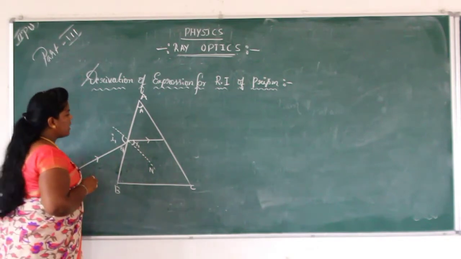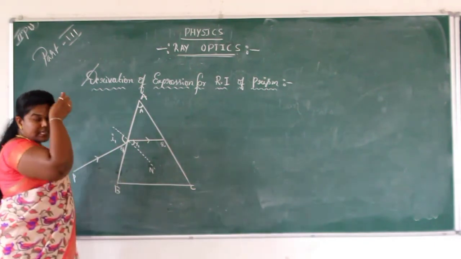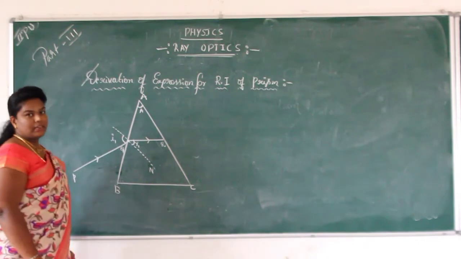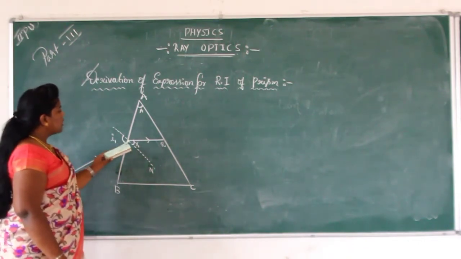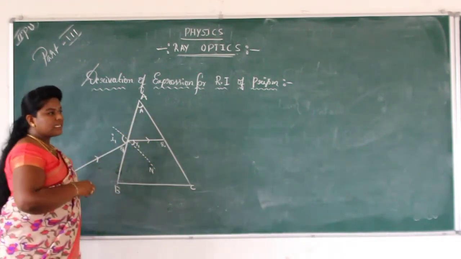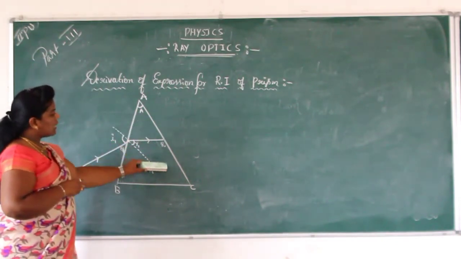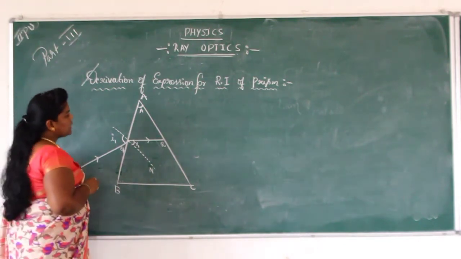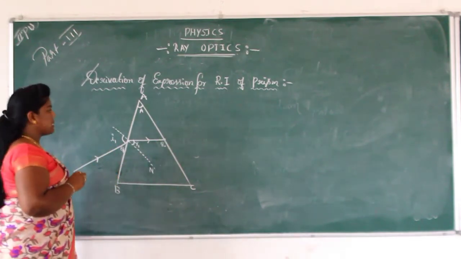Dear students, here I have written another ray, that is QR, which is said to be the refracted ray, refracted by the first refracting surface, that is AB. After refraction, the QR ray is going to fall on another refracting face, that is AC. When this refracted ray falls on AC, it again undergoes refraction because AC is a refracting face.